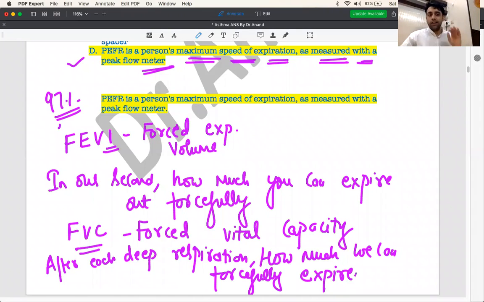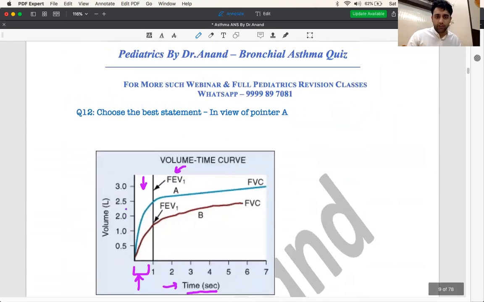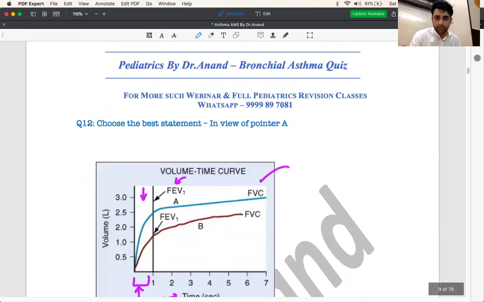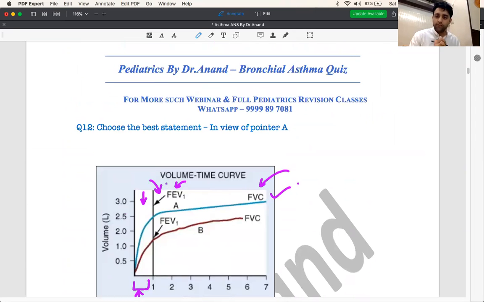I'm just telling, after a deep respiration, how much we can forcefully expire. Okay, that you should know. In 1 second is the FEV1, and in general, how much I can forcefully expire is the forced vital capacity. This much I hope you're able to understand. In this graph also, this is nothing but the forced vital capacity, and this is nothing but the forced expiratory volume in the first second.